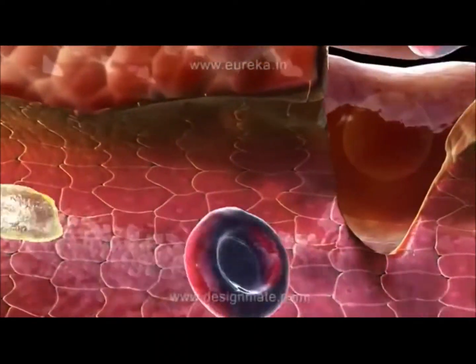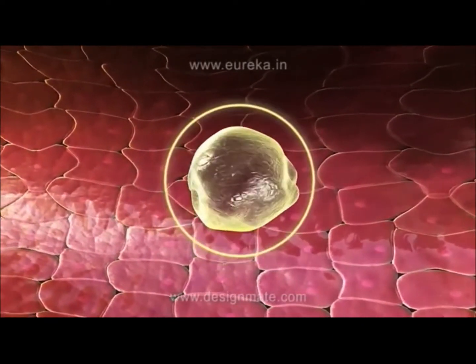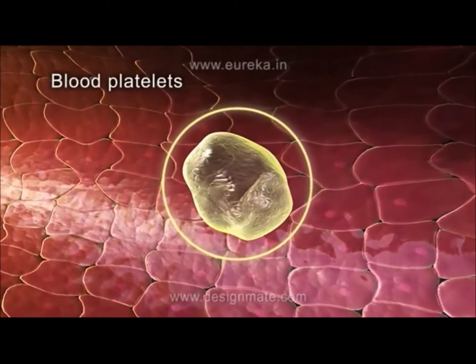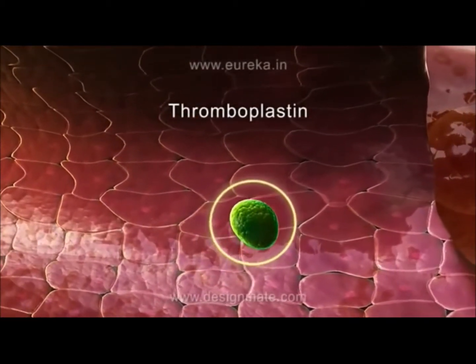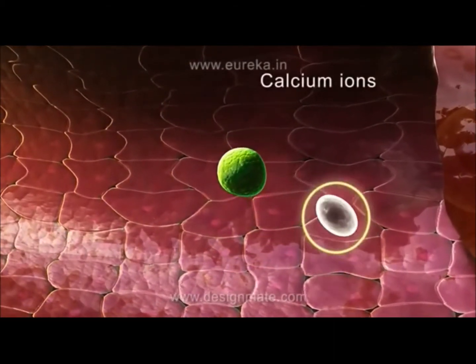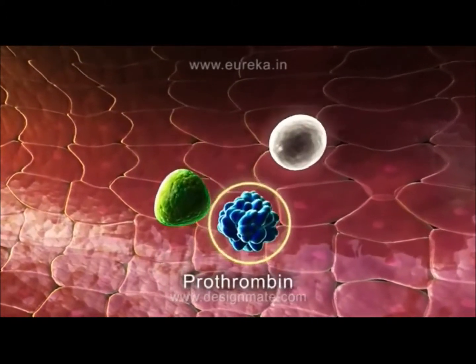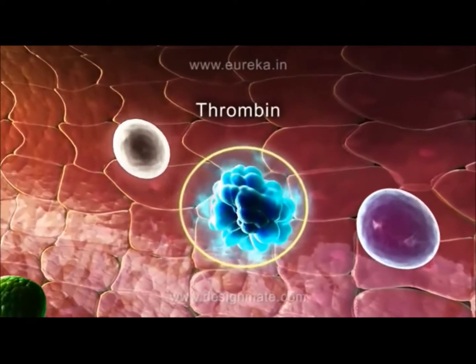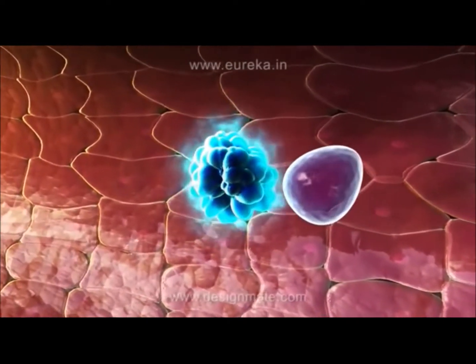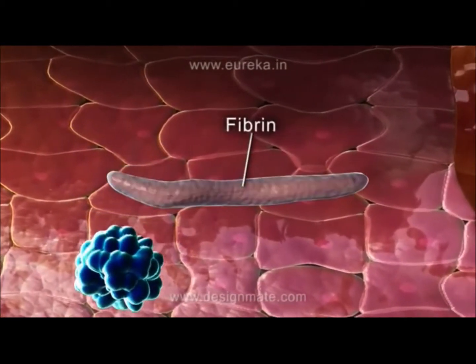The platelets play a very important role in the initiation of blood clotting. The blood platelets release a substance called thromboplastin. In the presence of thromboplastin and calcium ions, the prothrombin present in the blood gets converted into thrombin. This thrombin now catalyzes the conversion of fibrinogen into fibrin.